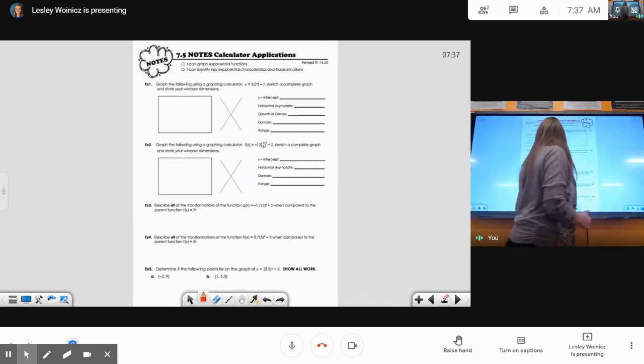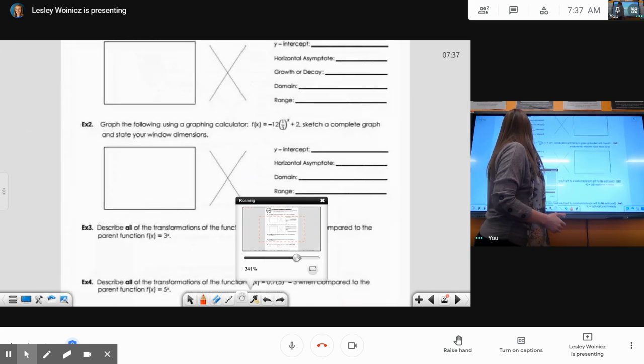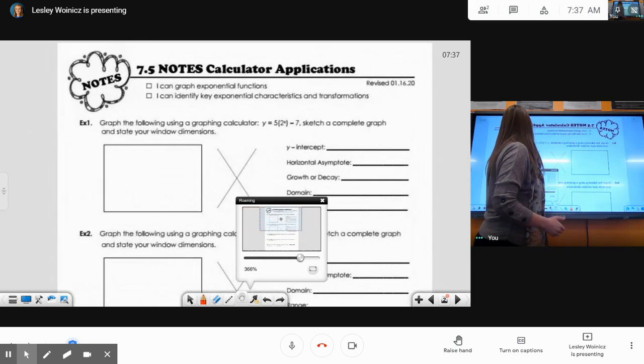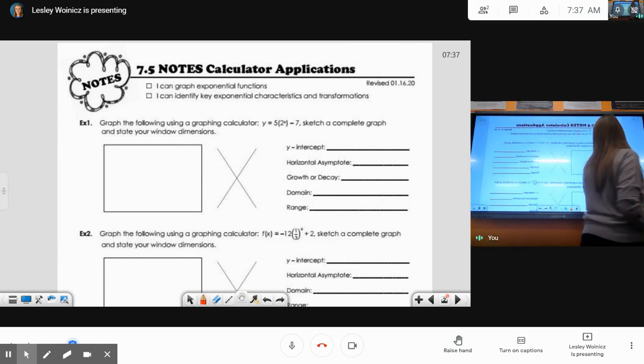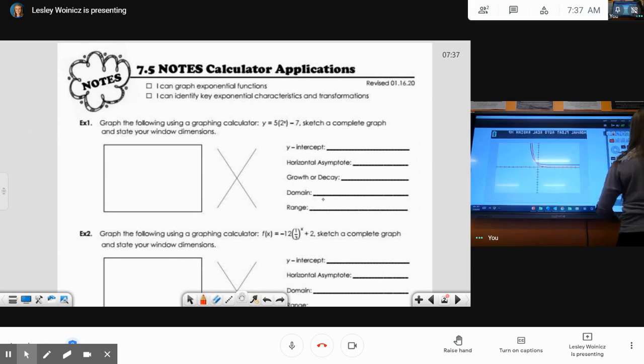Okay, so the first thing we have to do is graph this function, y equals 5 times 2 to the x minus 7. And we have to sketch a complete graph and state our window dimensions. Okay, so we're going to the calculator.